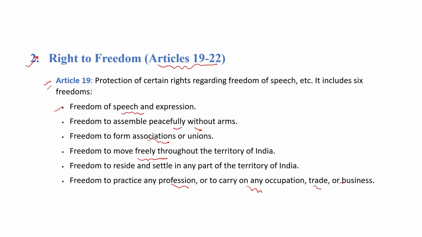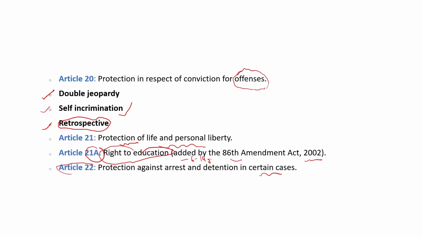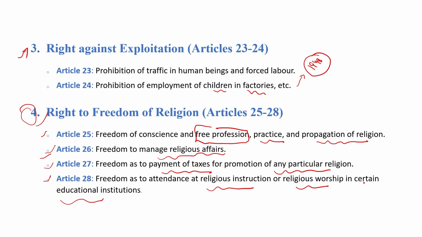The second fundamental right is right to freedom, between Article 19 to 22. Article 19 provides 6 types of freedoms. Article 20 provides protection in respect of conviction for offenses. Article 21, right to life and liberty. 21A, right to education, which was added by the 86th Amendment 2002. Article 22, protection against arrest and detention. And next are Articles 23 and 24, the right against exploitation. Article 23 prohibits human trafficking, and Article 24 prohibits child employment.